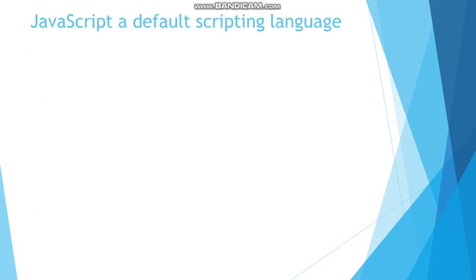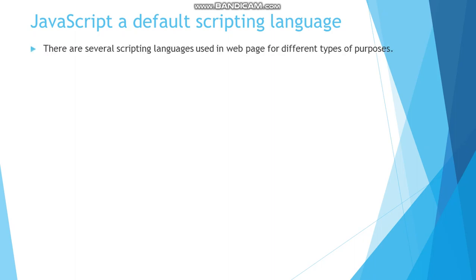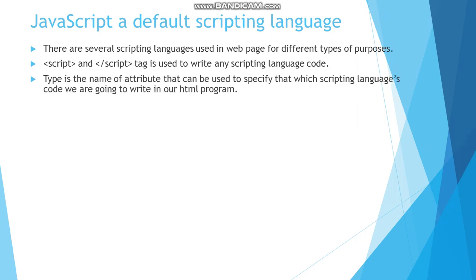JavaScript, a default scripting language. There are several scripting languages used in web pages for different types of purposes. So the script and slash script tag is used to write any scripting language code, whether it is JavaScript or VBScript or PHP, whatever it may be. So type is the name of the attribute that can be used to specify which scripting language code we are going to write in our HTML program.